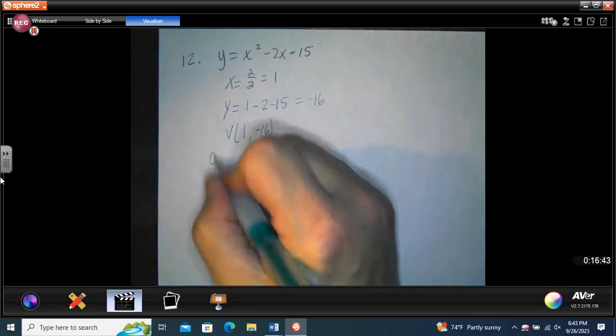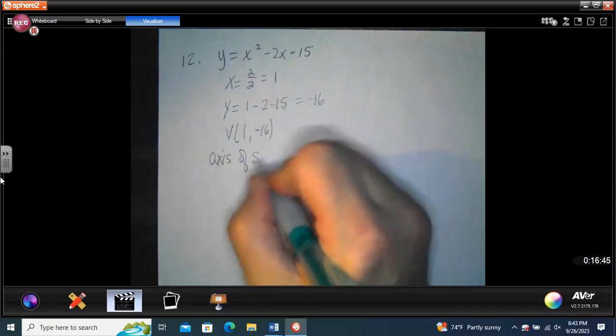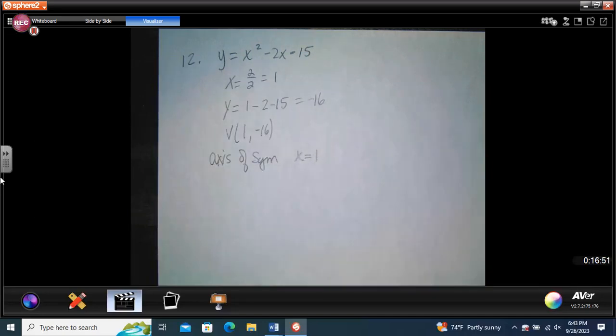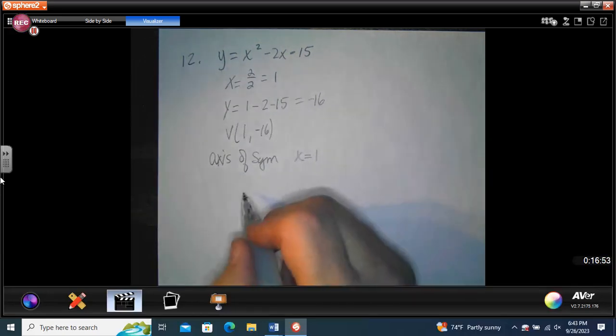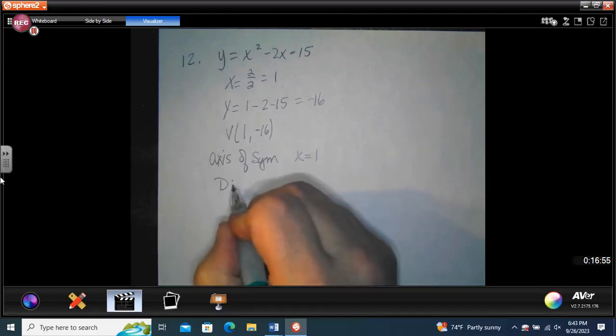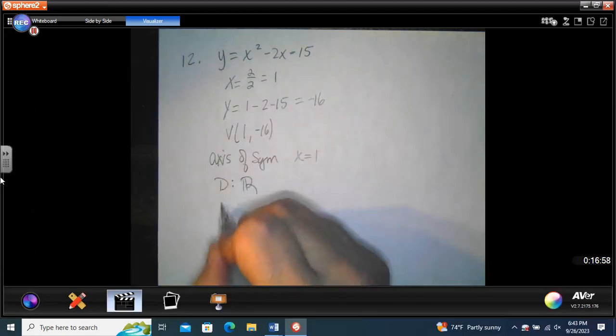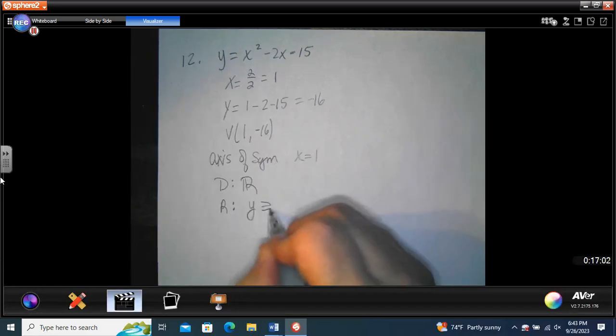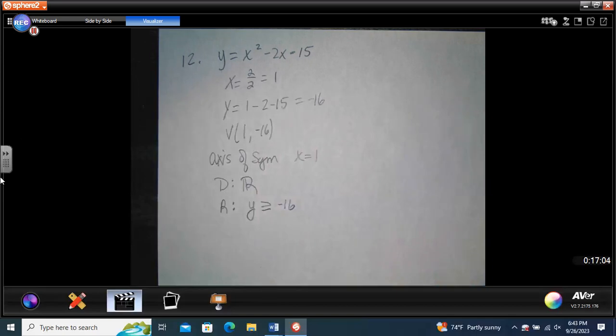The axis of symmetry, remember, is the equation of the line, x equals 1, the vertical line that goes through the vertex. The domain is going to be all real numbers. The range, as I said, it opens up, so my y's are greater than or equal to negative 16. And then my y-intercept is (0, negative 15). And my x-intercepts, I don't know. Let's graph it first.